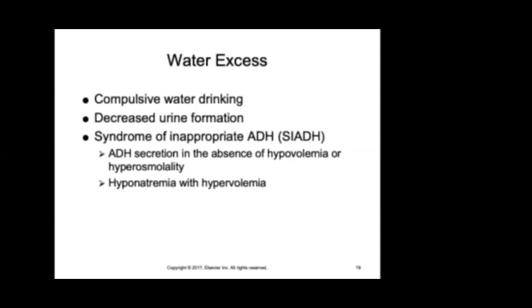Water excess can come from compulsive water drinking or decreased urine formation, so problems with the kidney. Syndrome of inappropriate ADH secretion is another possibility. If you produce too much antidiuretic hormone, you're going to hold on to too much water, and the result will be hyponatremia with hypervolemia. So you're going to have both conditions happening at the same time. Your blood pressure will go way up as a result.